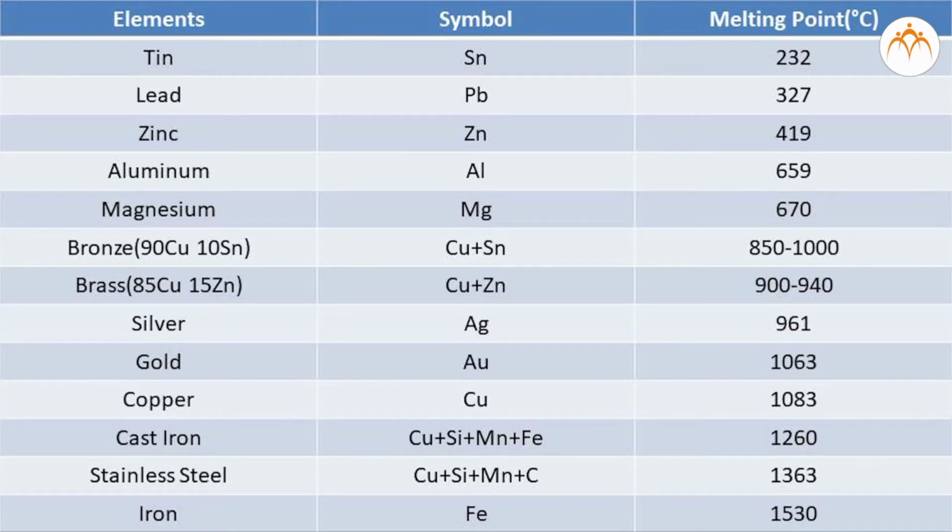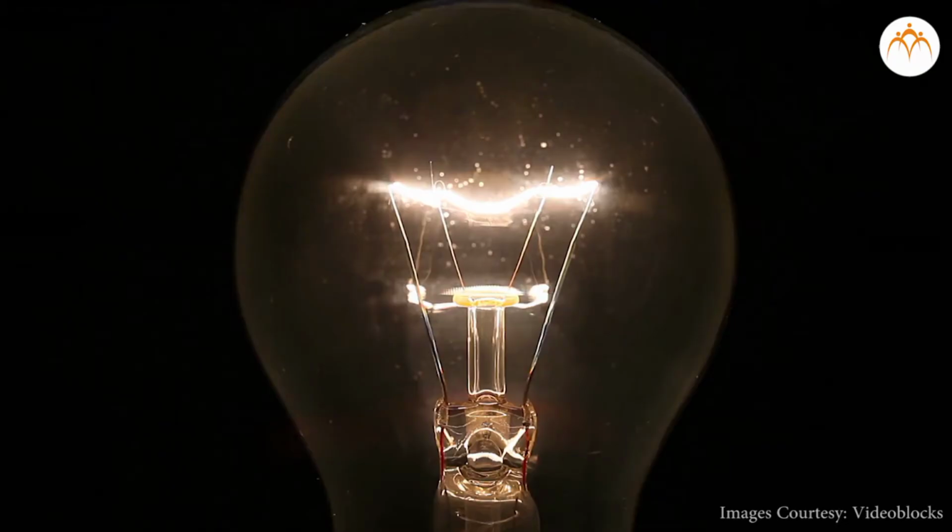Eighth, density. Metals have a high density and are very heavy. Ninth, melting and boiling points. Metals have high melting and high boiling points. For example, tungsten has the highest melting point, 3,422 degrees Celsius, whereas sodium, potassium, mercury, gallium have low melting points.